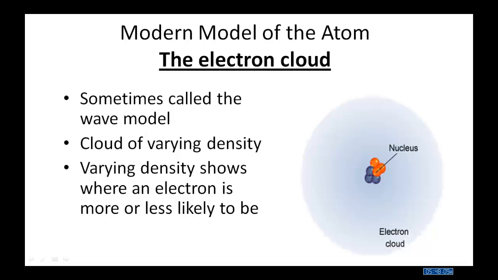This is closer to what acts in real life. This is the modern model of the atom. It's the electron cloud. It's sometimes called the wave model, though most times I've heard it referred to as electron cloud. Each dot shows the probability of the electron being placed there. In other words, if you took a still picture, where would that electron be? When you put a lot of dots together, it forms a cloud. So the cloud shows where an electron is more or less likely to be. Darker areas, more likely to have an electron there. Lighter areas, you are not as likely to find an electron there if you took a picture.